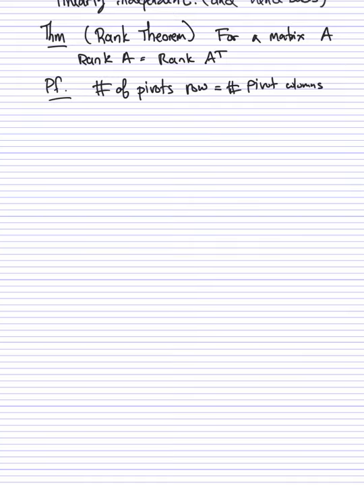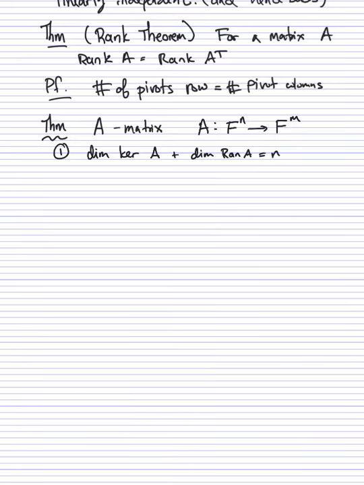From my perspective, it's kind of surprising in some sense that A and A transpose have such a relationship. Another theorem: A is again a matrix. We can now combine more of our subspaces or more relations. Let's say A, as a transformation, goes from Fn to Fm. The first thing is that the dimension of the kernel of A plus the dimension of the range of A, so the rank of A, is n.